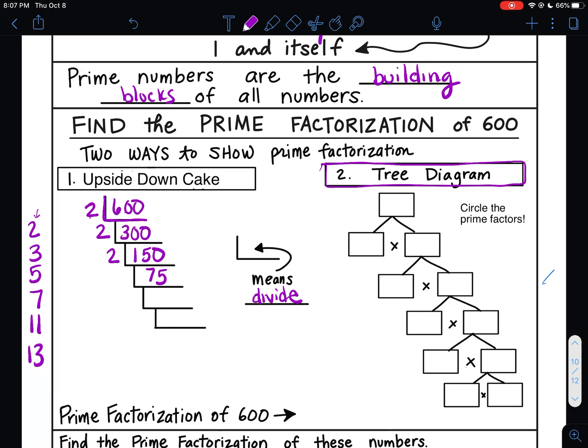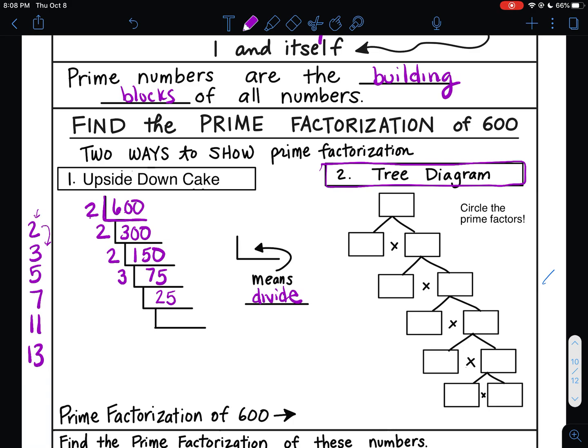Okay, so 75. Is 75 divisible by 2? Ooh, it's not divisible by 2. So then you jump to your next prime number, which would be 3. Is 75 divisible by 3? Type it into your calculator if you're not sure, and it actually is. So now we're going to start dividing by 3. 75 divided by 3 would be 25.